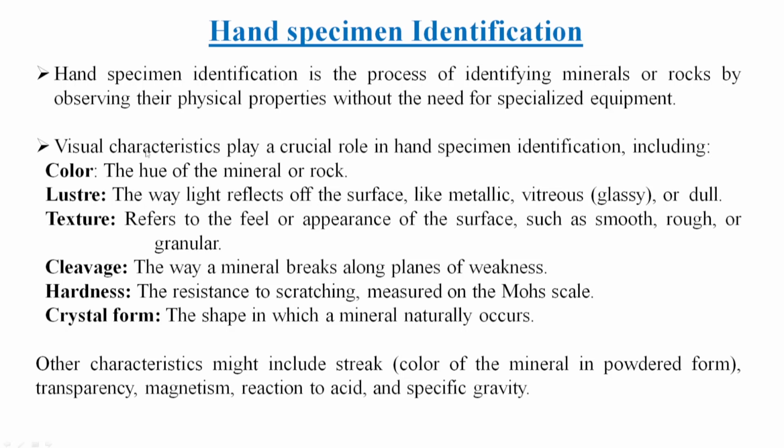Then you also have hardness, the resistance to scratching, that is also measured on the Mohs scale, we will be looking into that. And you also have the crystal form, the shape in which a mineral naturally occurs, as we have also seen when we discussed crystallography. The other characteristics that might be included are streak, that is the color of the powdered form of a mineral, and sometimes streak becomes diagnostic for a mineral, transparency, magnetism, reaction to acid as well, and sometimes your specific gravity is also important.